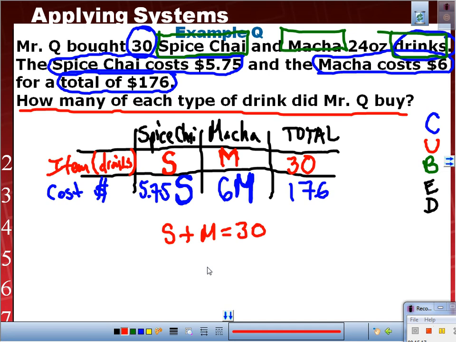Let's go. With that said, what is our second equation? Bree. 5.75S plus 6M. That is correct. And here we have now a system of equations.